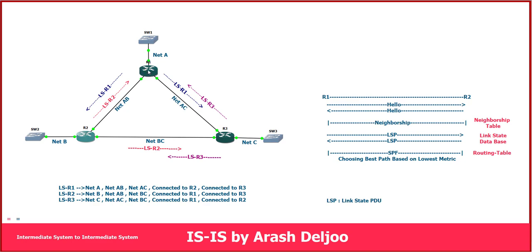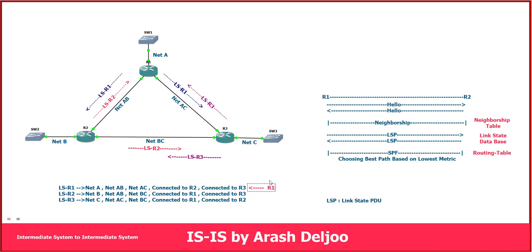R1 is connected to net A, net AB, and also net AC. Because of that, in the link state of R1, we can see that R1 says that I am connected to net A, this network, and also net AB, and also net AC. Also, I am connected to router 2, and also I am connected to router 3. This is a brief example of the content of the link state of router 1.